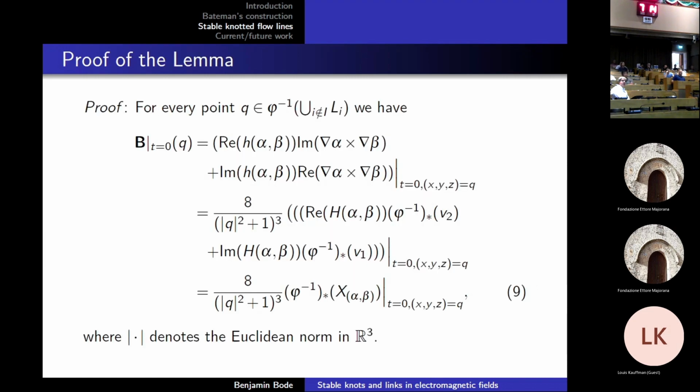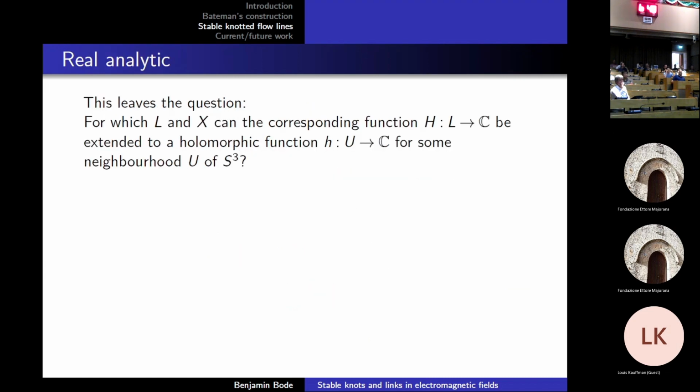So the previous is a direct calculation. You just look at the field at a point on the link, you plug in the definition, you use that on the link H is the same as capital H, and then the definition of H shows you that the magnetic field is just a push forward of the tangent vector. In other words, it's tangent to the link, and it's the same thing for the electric field. So now the remaining question is, can you do this in such a way that this function capital H, which is only defined on the link, extends to a holomorphic function on a neighborhood of the 3-sphere?